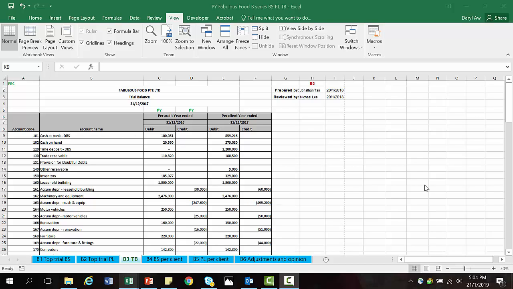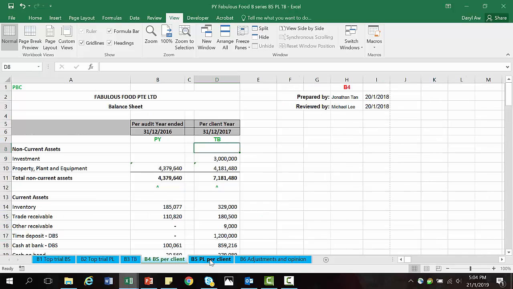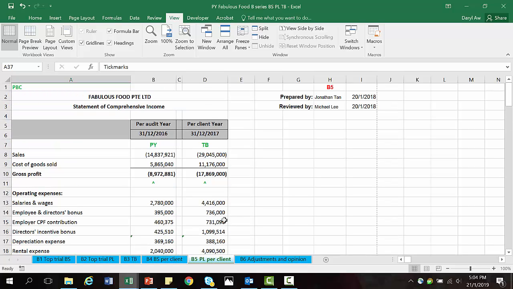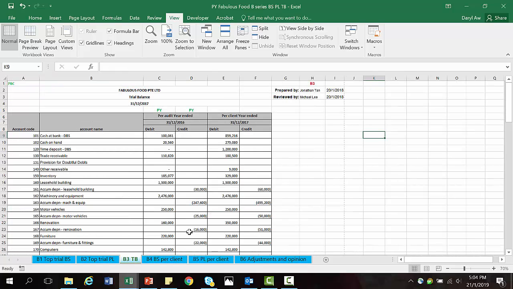Okay, so I'm going to explain about the audit work that has been done for the prior year audit for the year ended 2017. As auditor, I will obtain the trial balance from the audit client. So this is the trial balance that I have obtained, and I will also obtain the balance sheet as well as the P&L from the audit client. With the figures here, I have to agree the figures to the prior audit working papers.